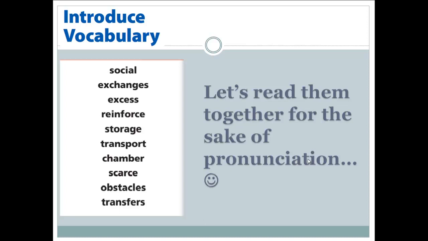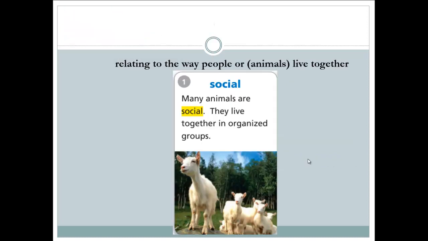I'll read the words one more time. Social, exchange, access, reinforce, storage, transport, chamber, scarce, obstacles, and transfers. Now let's start with the first word, social.